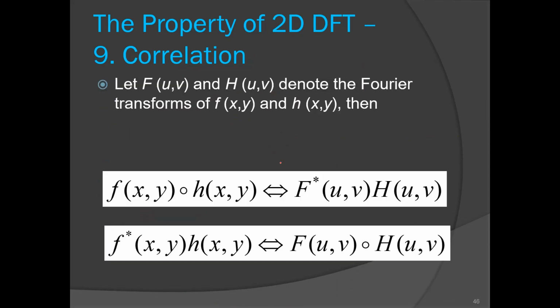Now what about correlation? This is the symbol for correlation. Actually here we have the conjugate of F(u,v), that's the difference. It is not simply a multiplication of F(u,v) and H(u,v), it is a multiplication of the conjugate of F(u,v) and H(u,v).